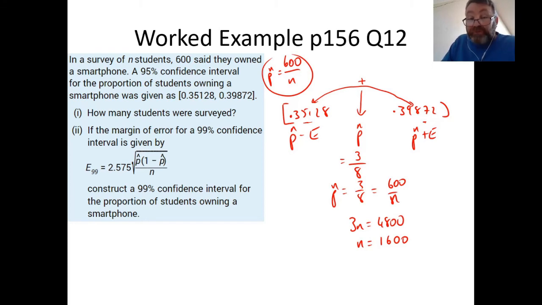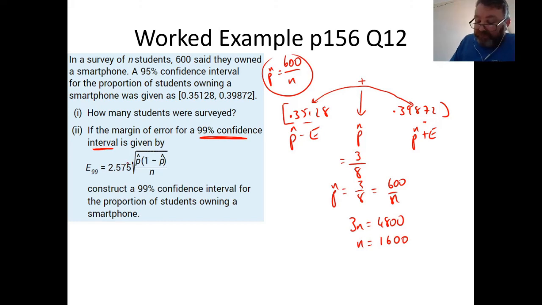If the margin of error for a 99% confidence interval is given by E99 equals 2.575 times the standard deviation of the sample proportion, okay, remember what I told you earlier on. If you're asked for any other confidence interval, they will have to give you the number that you multiply the standard deviation by. The only number you have to remember is for the 95% confidence interval, which is 1.96. Any other confidence interval has a different multiple in front of the standard deviation of the sample proportion.